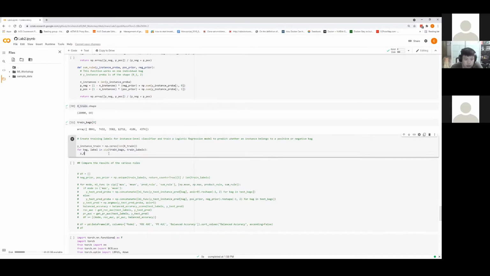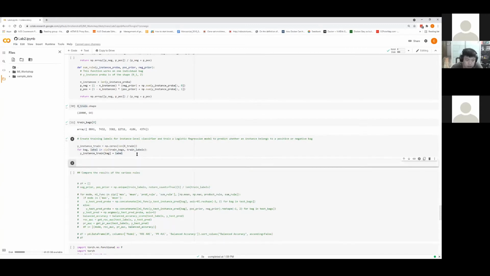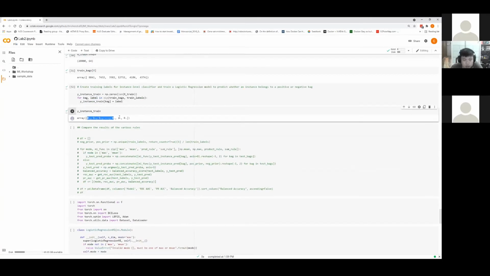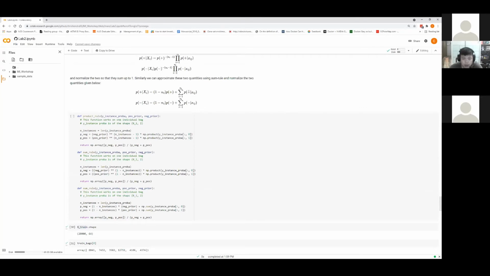So what we can do is modify this Y instance train. We modify the relevant rows that belong to that bag. In this case, we set them equal to label, because we want each instance inside this bag to have a label that is the same as the bag's. We run the cell, and we have Y instance train, which essentially contains the bag labels associated with the instances. Remember, this label is not the instance label per se; what we need to learn is just the bag label given the instance.